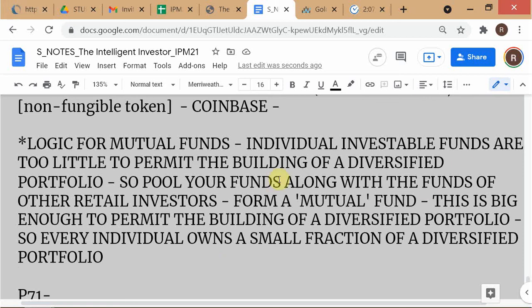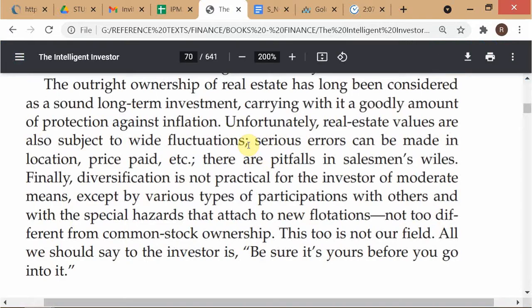But this is the logic that I wanted to make sure everybody understands. I'm pretty sure many of you were not aware of it, so I think it was worthwhile explaining that. All right, now let's go back to this and see if we have anything else that we want to talk about on this page. Yeah, diversification.